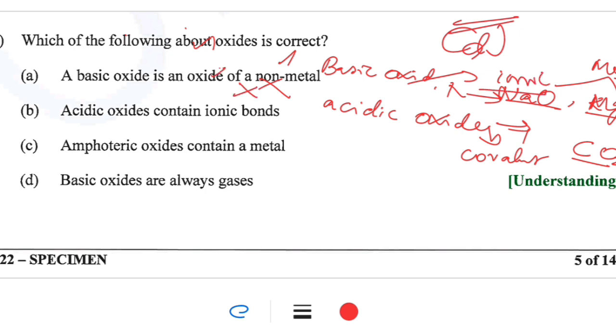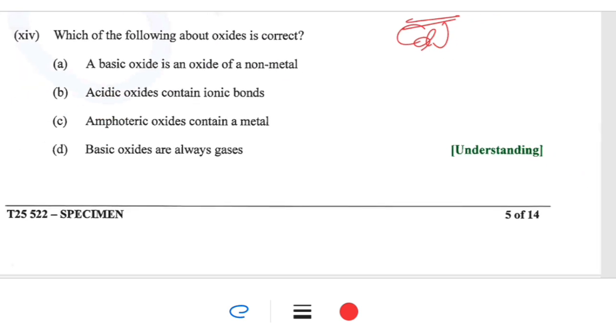Option B. Amphoteric oxide contains metal. Yes, generally amphoteric oxides are always having metals, they are not having non-metals. So option C is the correct answer over here. They have asked which is correct, so option C is the correct answer. Now let us move on.